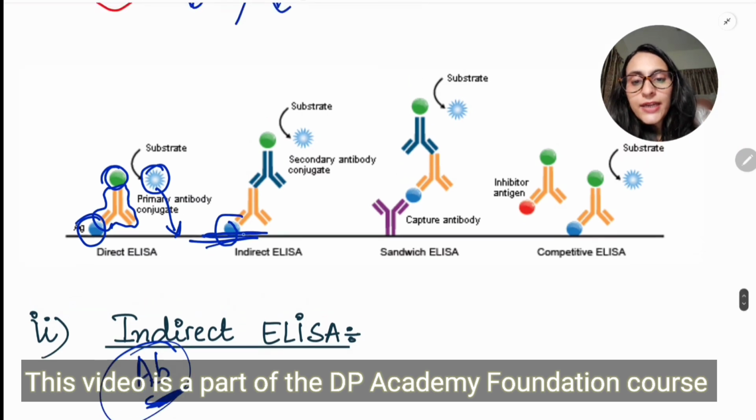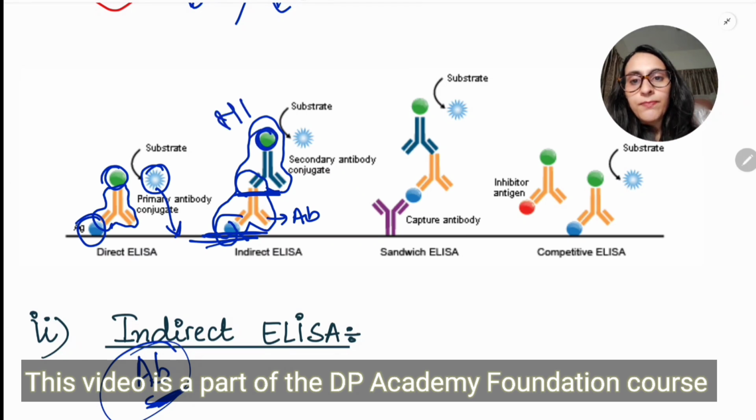So antigen is added, to which antibody is taken from the patient sample, and to which another antibody is added. A second antibody is added. You can see this is the antibody from the patient. A second antibody is added in this sample, and this antibody contains what? This is an enzyme complex, HRP. This contains the HRP, the enzyme, and to which substrate is added.